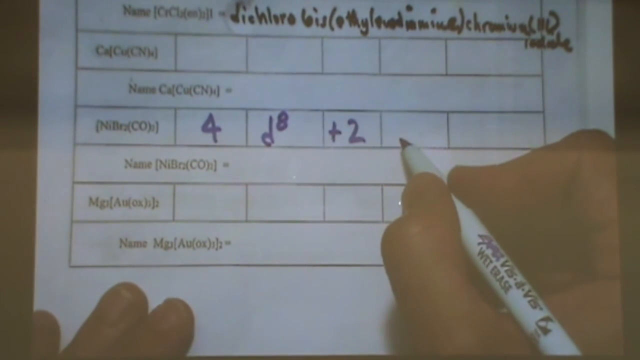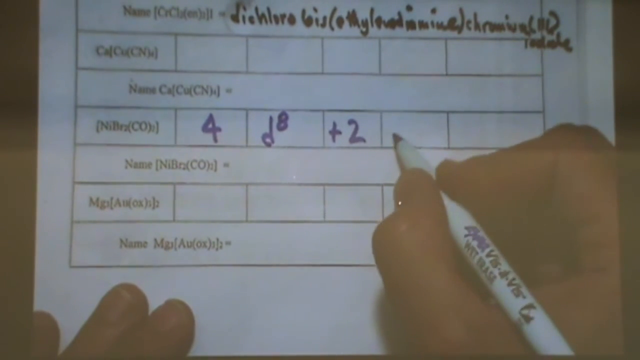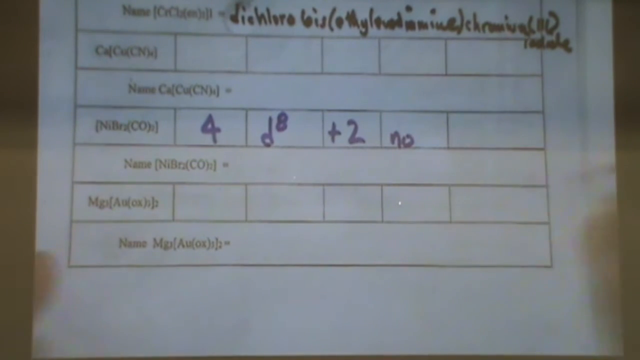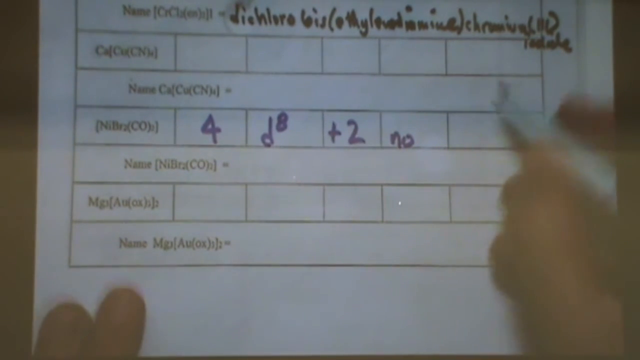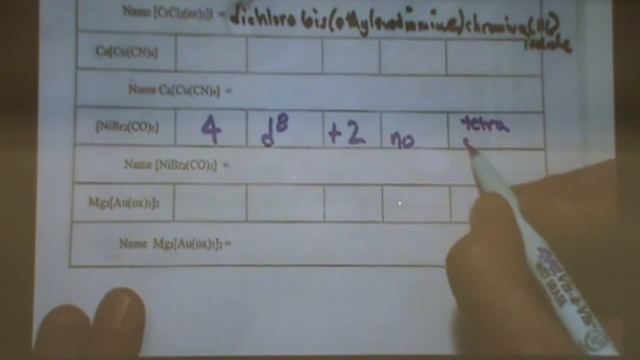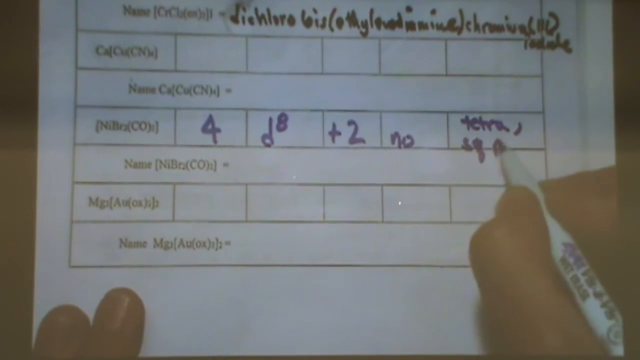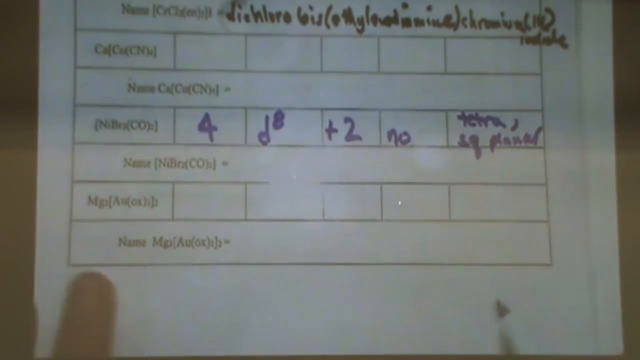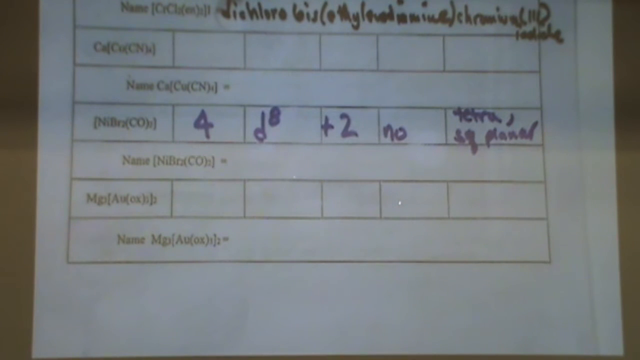All right, could this be chiral? No. Well, let's do the shapes first. What are possible shapes? Tetrahedral or square planar. Okay? We don't know, we just know there's 4. I'll answer your question in just a second. Could square planar ever be chiral? No. Could tetrahedral ever be chiral? Yes. If all ligands are different.